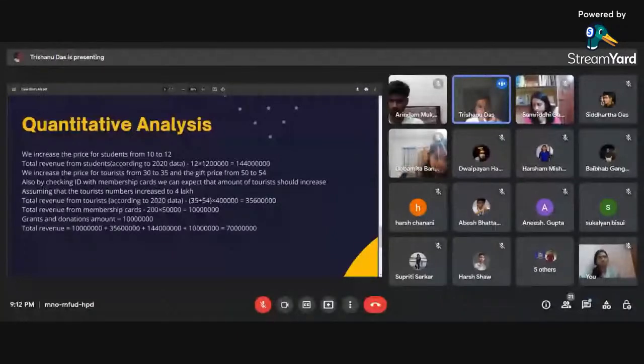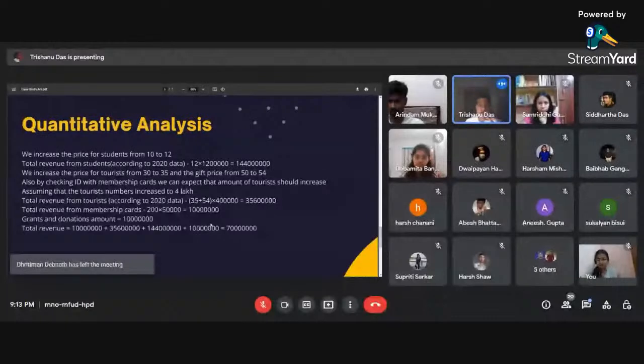So it will actually increase the number of tourists and the number of tickets tourists will buy. So we have assumed that the number of tourists will increase to a number of 4 lakh, and for 4 lakh we get 3.56 crores, and totaling them we get a total amount of 7 crores.